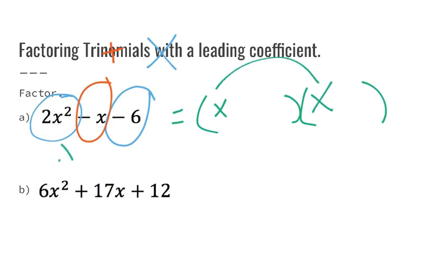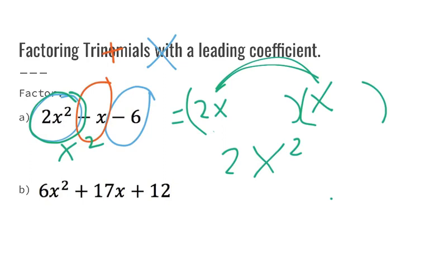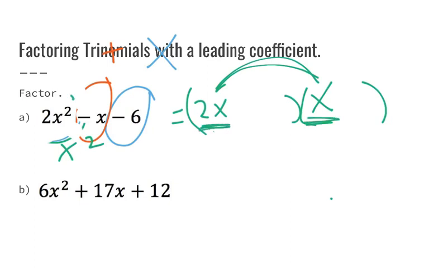The only difference is when I set up my binomials, normally we're used to writing x and x because when you multiply those you get x squared. But this time, when I multiply them, I want to get 2x squared. So how could I get that? What are factors of 2? Well, the only factors of 2 are 1 times 2. So that means that one of my binomials must have 2x. That way, when you FOIL this out, you're getting 2x squared and not just x squared. So that's the only difference, that I am going to be writing these to multiply together to make sure I'm matching that leading coefficient.